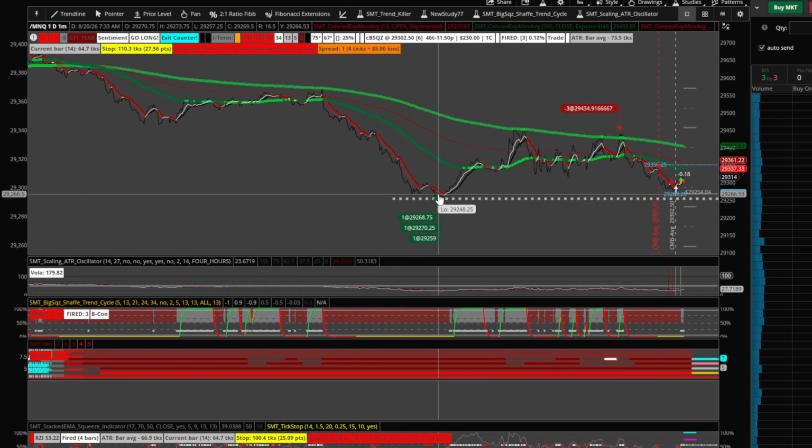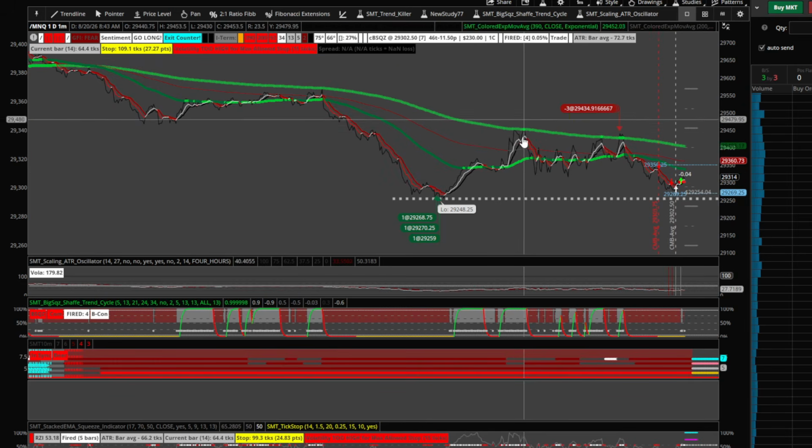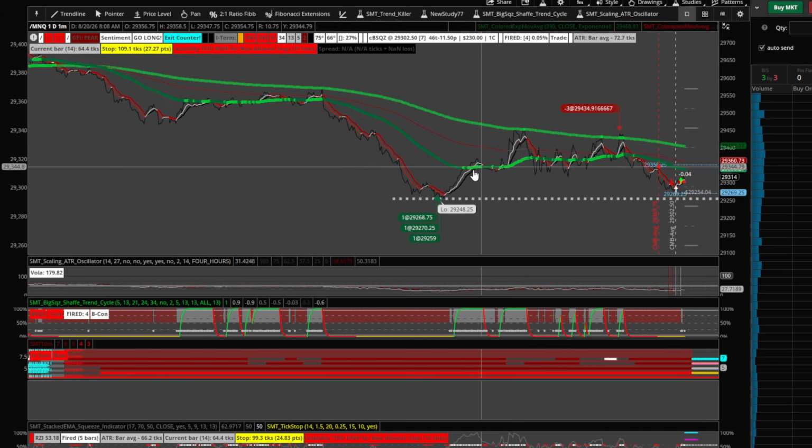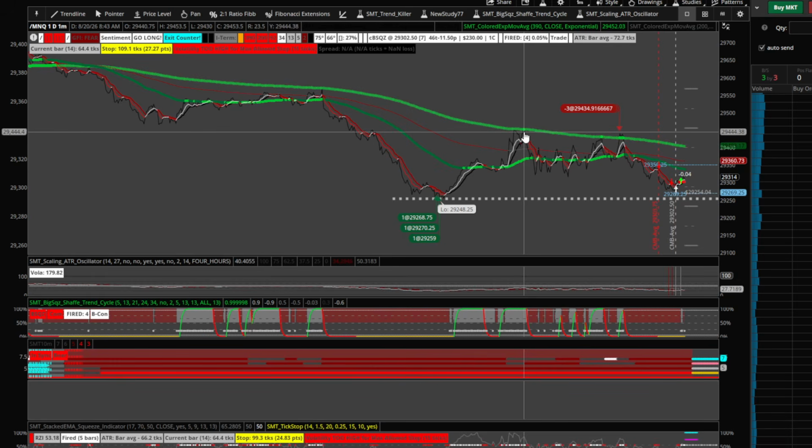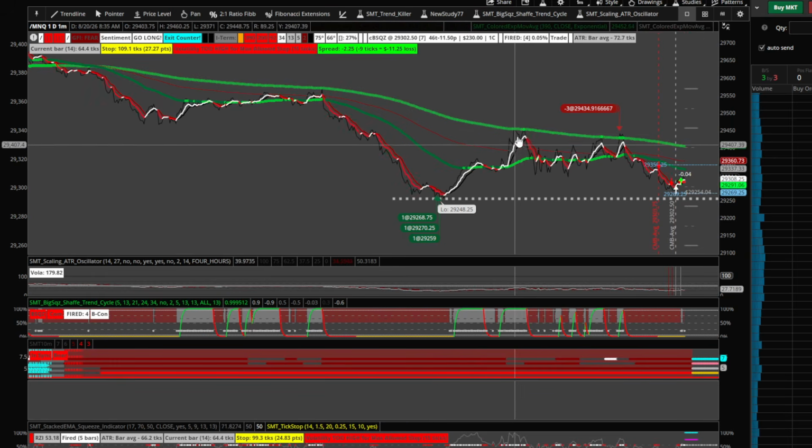Now, once I entered here, I was actually with my kids, dropping them off at school, and price hit my target, which is here. This target is the 390 exponential. So that was my target. But unfortunately, I did not take the exit because I'm in the car driving.